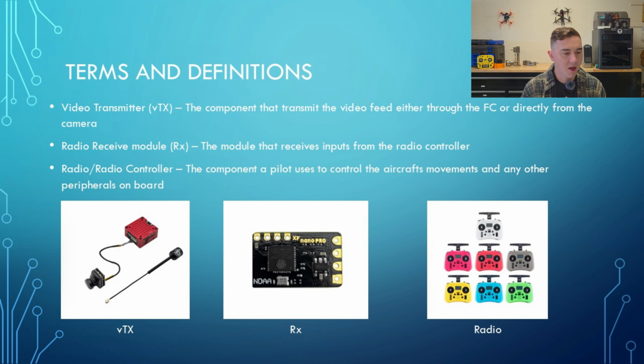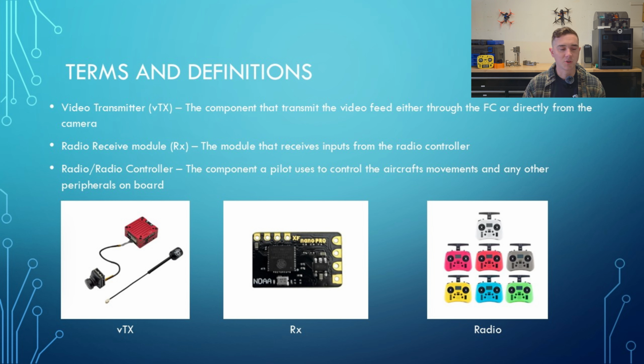Next, we've got the video transmitter. There are a bunch of different video transmitters. We will get into that, I promise. But generally speaking, that's the thing that takes the camera, that first-person view camera we talked about, and transmits it over the air to your goggles. It can do this through the flight controller or directly through the video transmit system itself. Again, there are many types. We'll get into them.